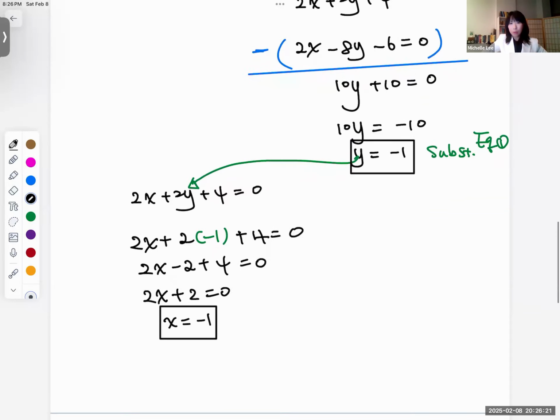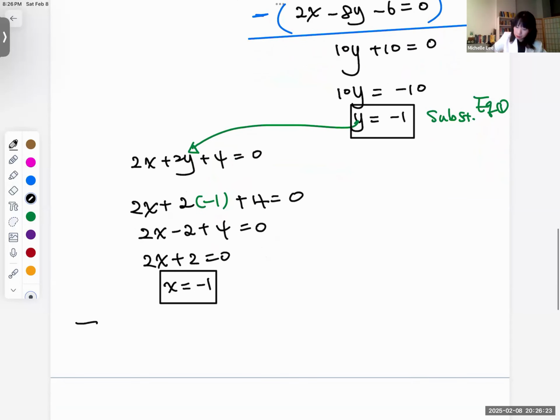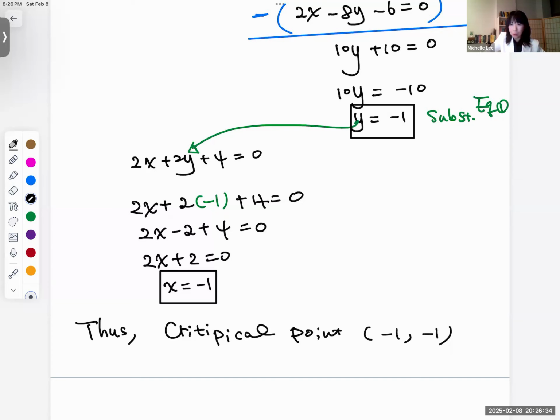So then we can conclude the critical point is at negative 1, negative 1, right? You guys okay? All right, let's do the second problem.